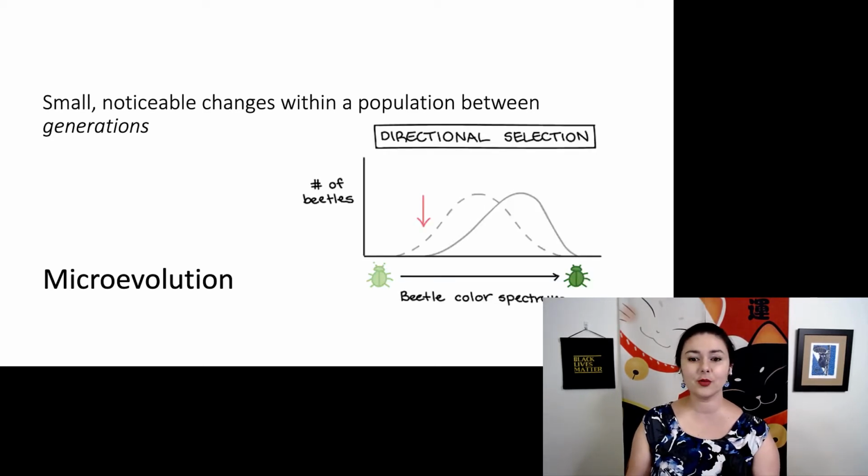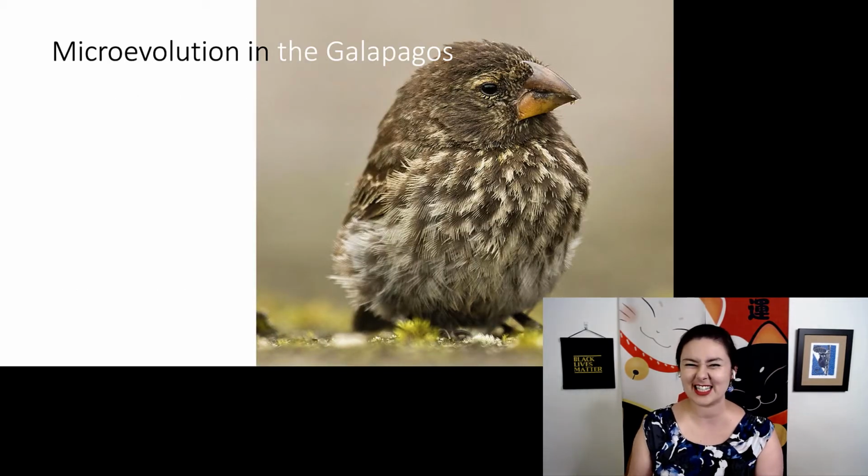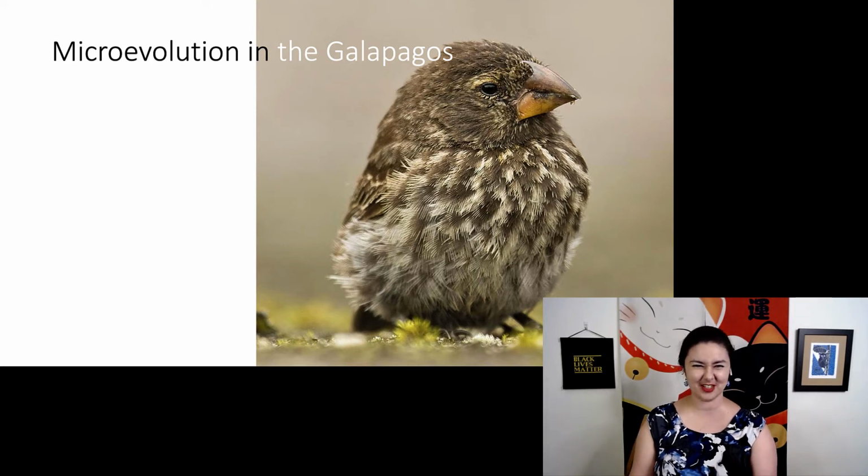Here's an example where we're looking at a beetle population and we're noticing that the average color of beetles changes from one generation to the next. But let's look at a maybe more exciting example. Let's go back to the Galapagos and talk about some of our finches.